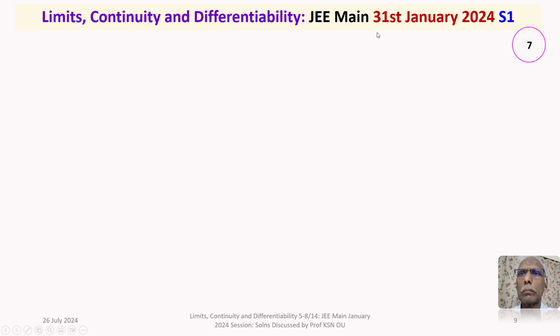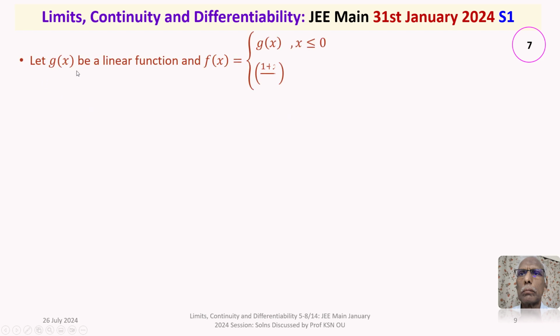This question has appeared in the 31st January 2024 examination held in shift 1. The given question is, let g of x be a linear function. That means g of x is of the form ax plus b, and f of x is given to be g of x when x less than or equal to 0. When x greater than 0, it is given to be 1 plus x by 2 plus x whole to the power of 1 by x.